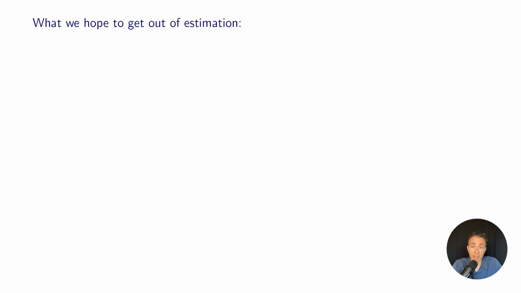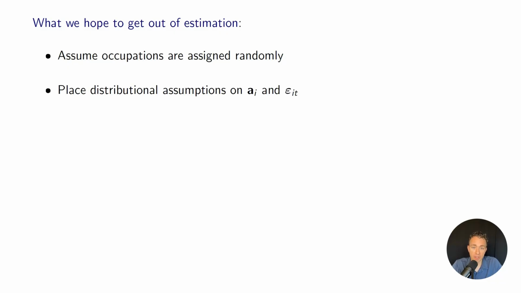And what are we hoping to get out of this? Well, first we're going to assume that the occupations are assigned randomly. I realize this is a silly assumption, but it's what we need to do to make this as simple as possible, and it's much better to start simply. Then we place distributional assumptions on the ability vector A and the noise epsilon, and A is bolded here to emphasize that it's a J-dimensional vector. Epsilon is also bolded. You may not be able to see it, but that's also a J-dimensional vector.